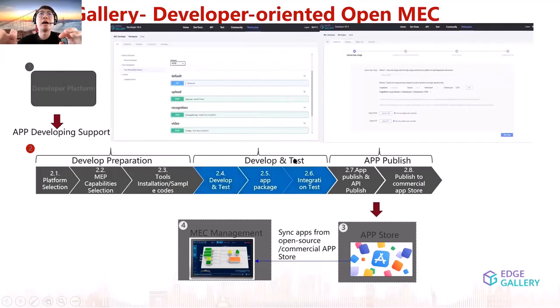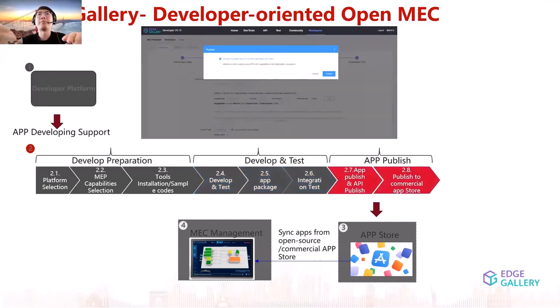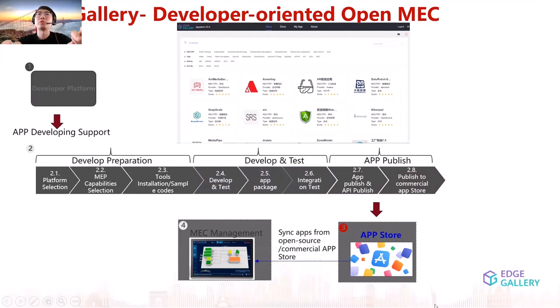After development preparation, they can develop and test their project on our system. Every coder knows there are some interfaces here. After they package their app, they can run an integration test. After the test, they can publish their project on our platform. After publishing, here is the App Store. We test their project for safety, and then the end user can download the app here.